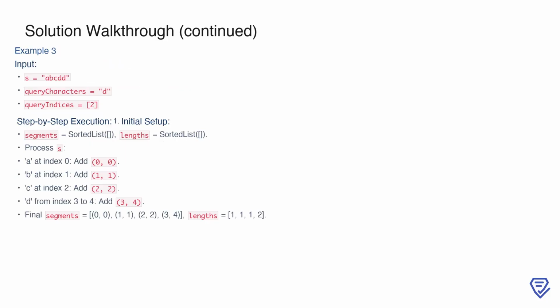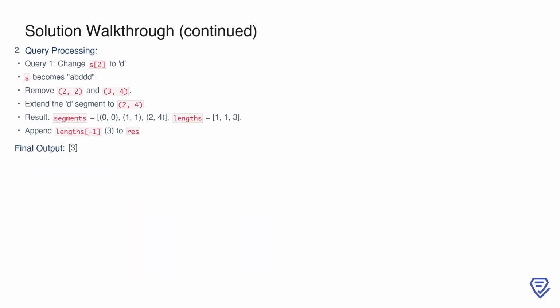In example 3, the input string is S equals ABCDD and the query changes the character at index 2 to D. Starting with an empty setup, we process the string to identify its segments. The first character A at index 0 is added as the segment (0, 0), the second character B at index 1 becomes (1, 1), and the third character C at index 2 is added as (2, 2). Lastly, the contiguous Ds from index 3 to 4 are grouped into the segment (3, 4). After processing, segments contains (0, 0), (1, 1), (2, 2), (3, 4), and lengths contains 1, 1, 1, 2, reflecting the sizes of these contiguous regions.